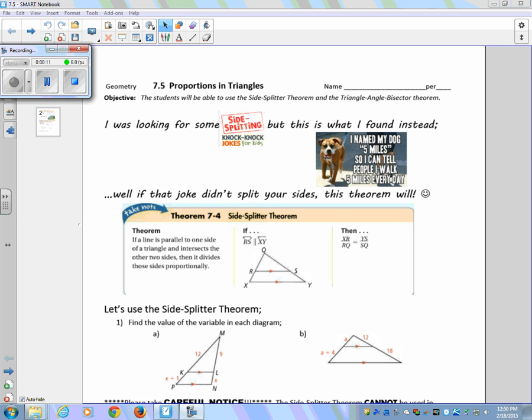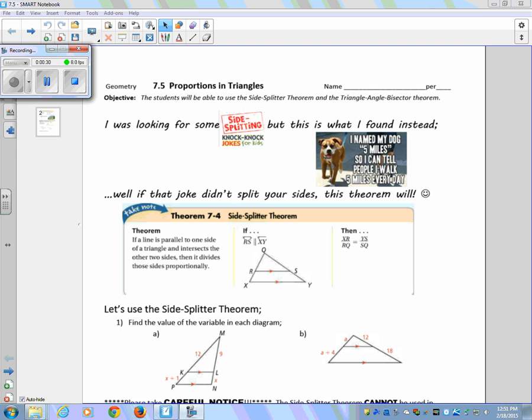We are going to learn two theorems. One is called the side splitter theorem, sometimes called the side splitting theorem, and the other one is called the triangle angle bisector theorem. In both cases, it will help you solve for missing sides in triangles.